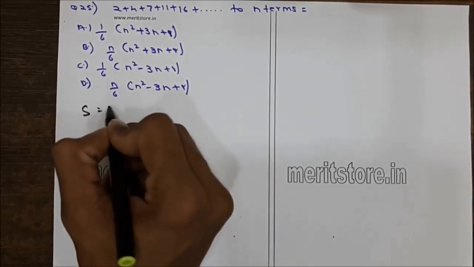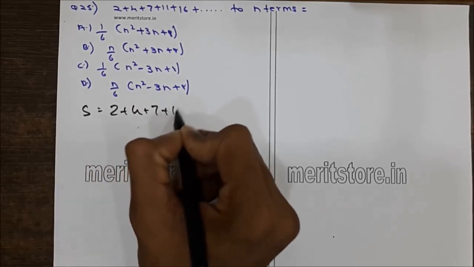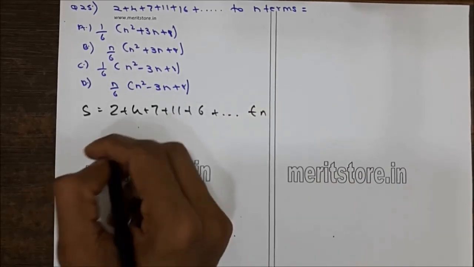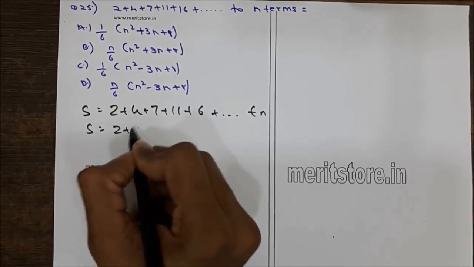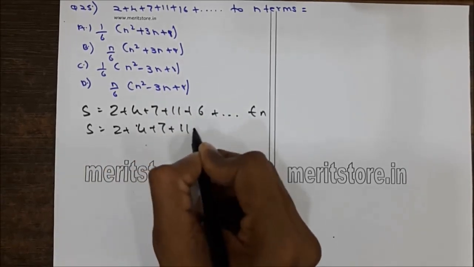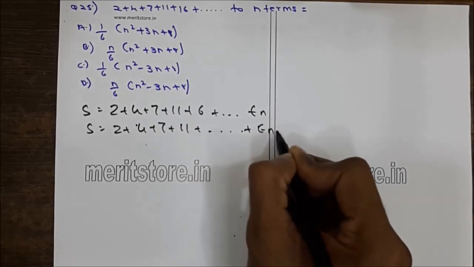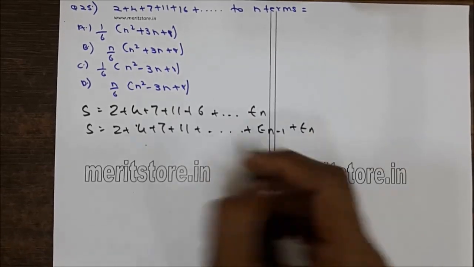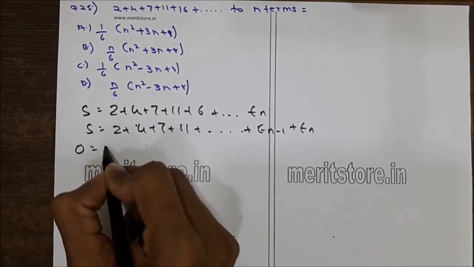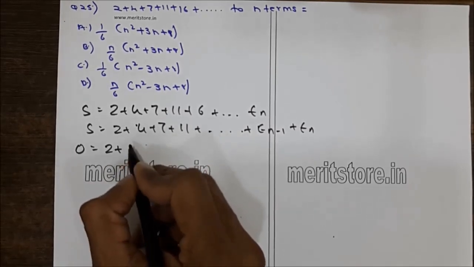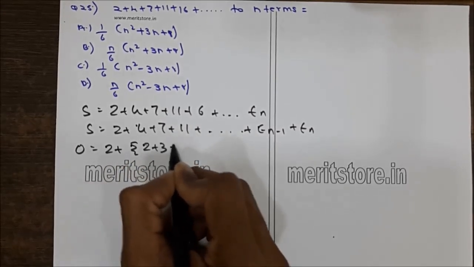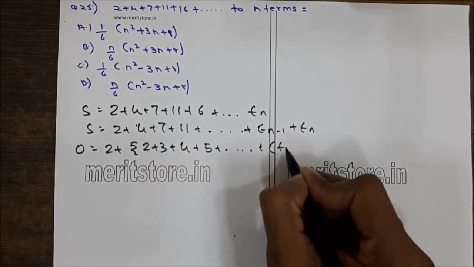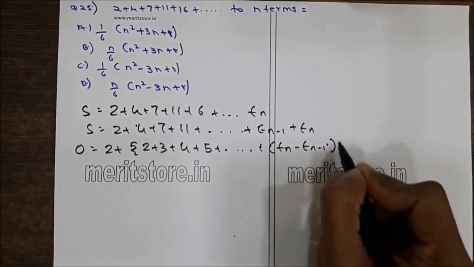We have S is equal to 2 plus 4 plus 7 plus 11 plus 16 and so on up to term tn, and again we can write this as 2 plus 4 plus 7 plus 11 plus so on up to t of n minus 1 plus t of n. So subtracting both we get 0 is equal to 2 plus bracket 2 plus 3 plus 4 plus 5 continues up to t of n minus t of n minus 1, bracket minus t of n.